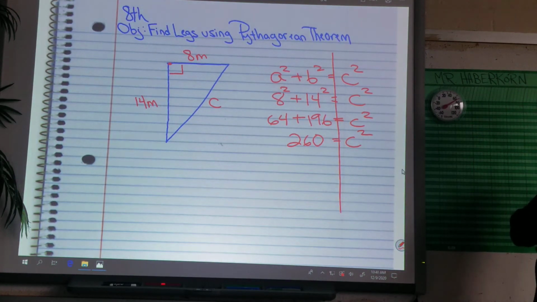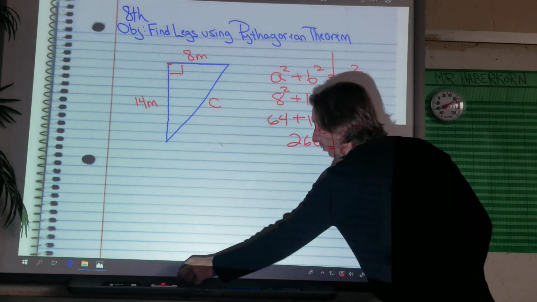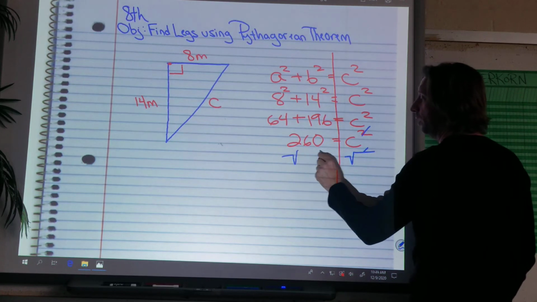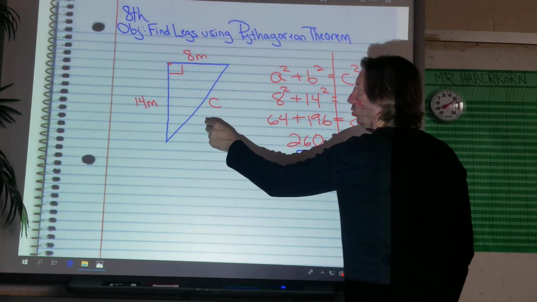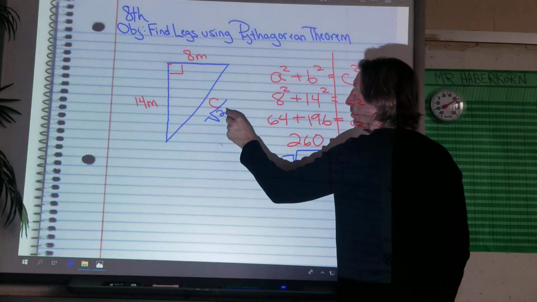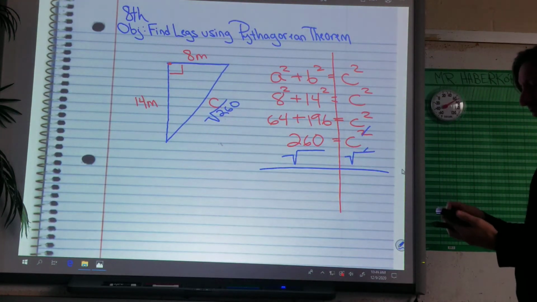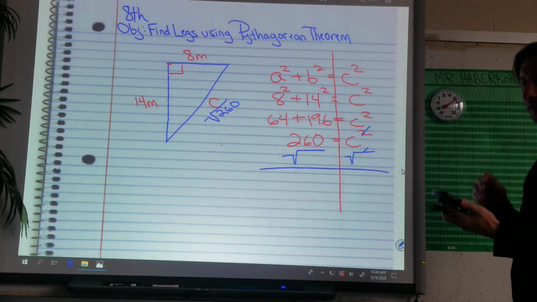Now what do we do? Well, we're not done. We've got to find the square root to get rid of the squared, right? And those cancel out. So I have square root of 260. Now, like I said, we could say that that's the answer, square root of 260. But I want you guys to also solve it, okay? Because square root of 260 doesn't mean anything to us.